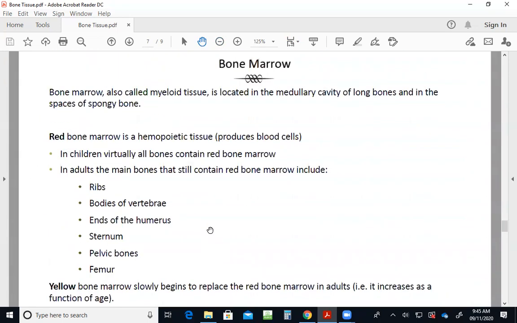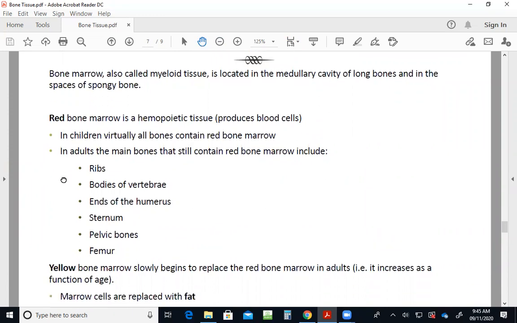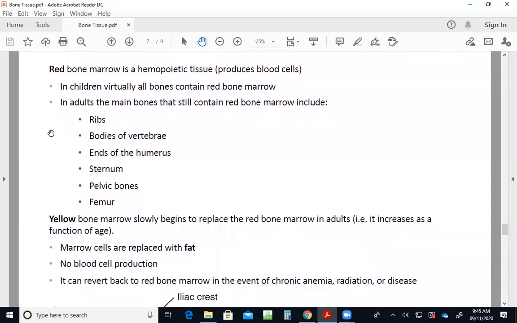All right, bone marrow, also known as myeloid tissue, is located in the medullary cavity of our long bones and the spaces of our spongy bone. We've talked all about that today. And we've already mentioned that there are two types, red bone marrow and yellow bone marrow. Red bone marrow is hemopoietic tissue, which once again means it produces our blood cells.